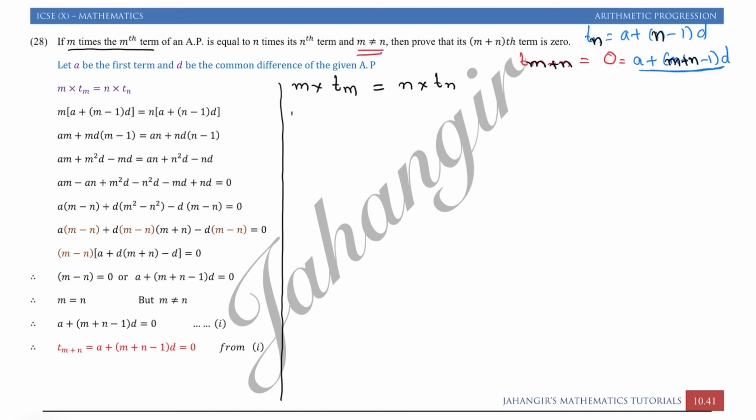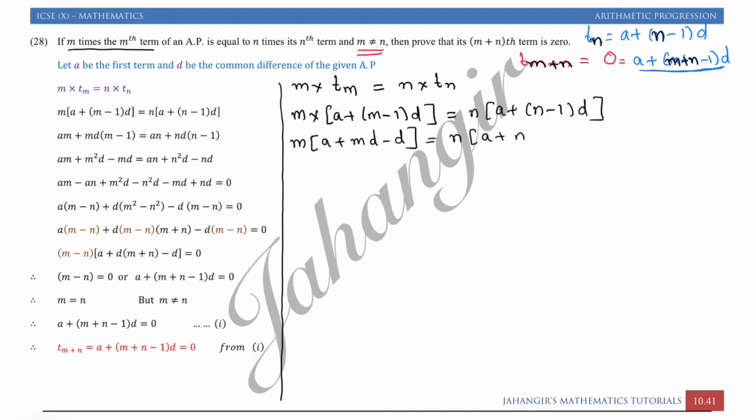So let us continue. m multiplied by T of m is what? a plus (m minus 1) into d. This is the formula of the nth term, or the mth term, so n will be replaced with m. n into (a plus (n minus 1) into d), since Tn is a plus n minus 1 into d. So let us solve: m into (a plus md minus d). We are just solving the brackets.